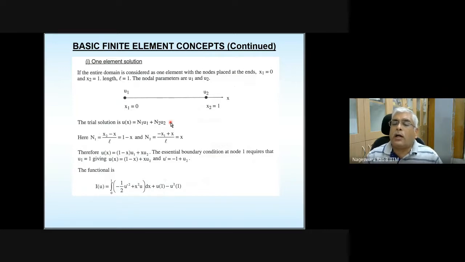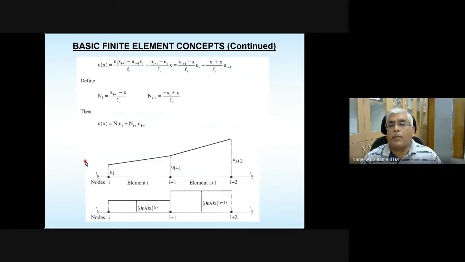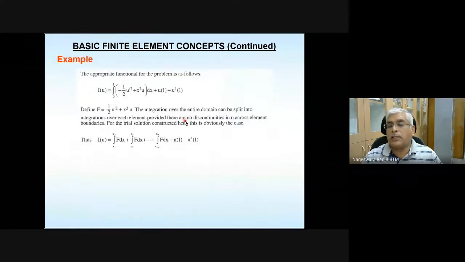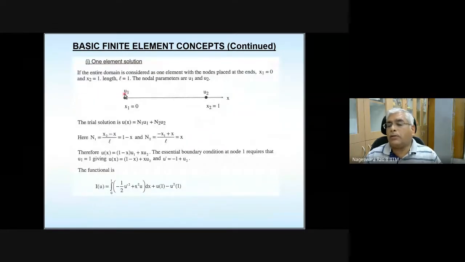And also for this problem, the essential boundary condition is given. U evaluated at x is equal to 0 is 1. So you see the problem here. That means u1 is equal to 1. You plug in that information.